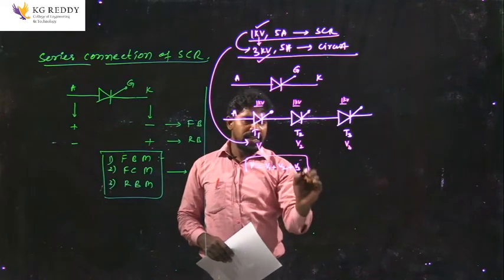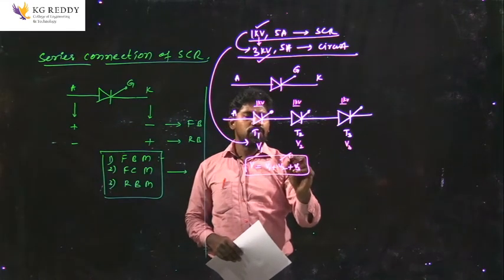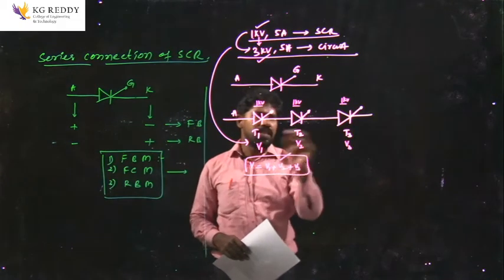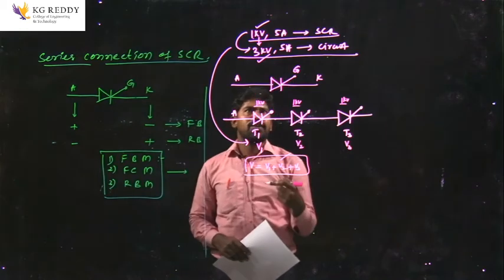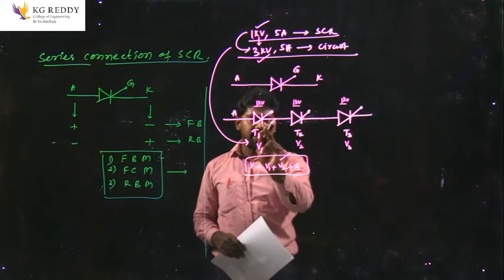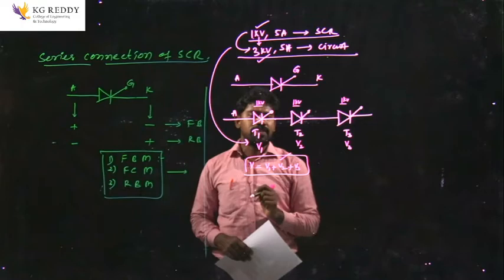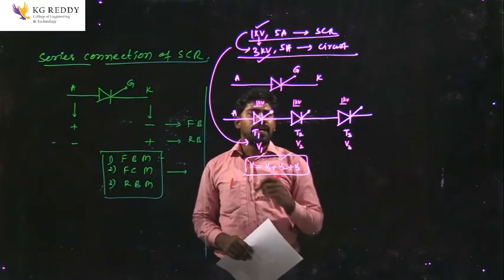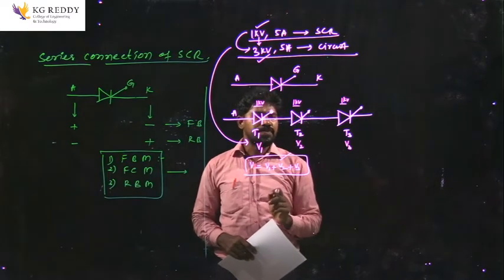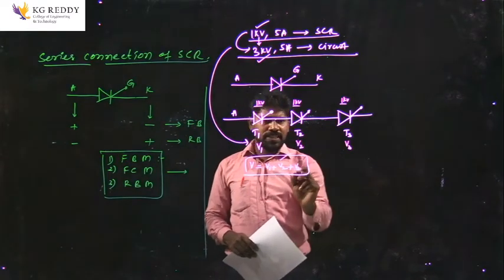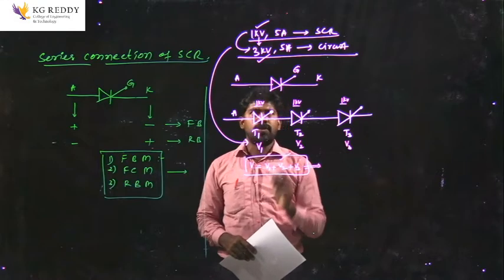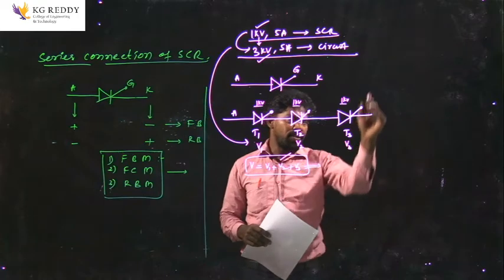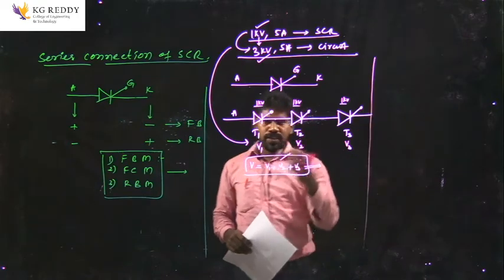Ideally, the voltage is equal to the rating of the circuit, because I connected 3 SCRs in series. So this is the way I increase the voltage rating of an SCR, by connecting them in series. Ideally this gives the voltage of my circuit, but whether it is practically satisfied or not, I am going to check.